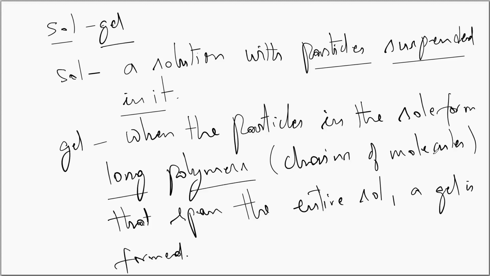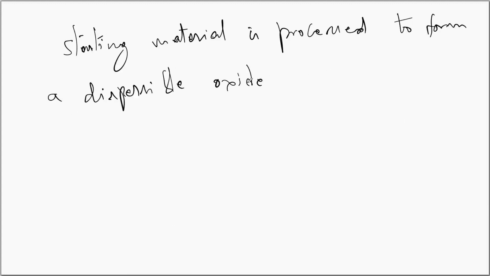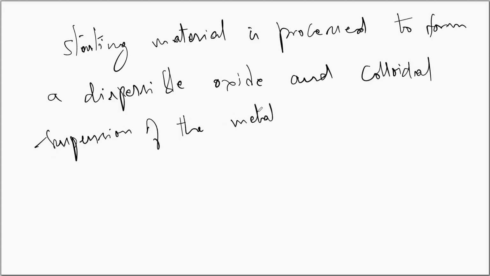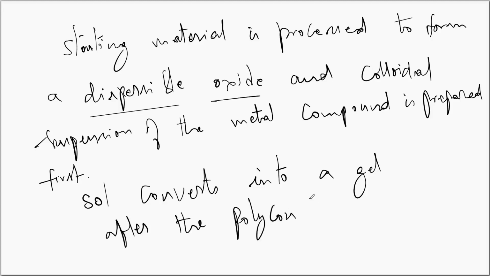In the sol gel process, the starting material is processed to form a dispersible oxide. So we have to convert the material into a dispersible oxide form, and a colloidal suspension of the metal compound is then prepared. That is the starting point of the sol gel process. And after this, the sol is converted into a gel after the polycondensation.